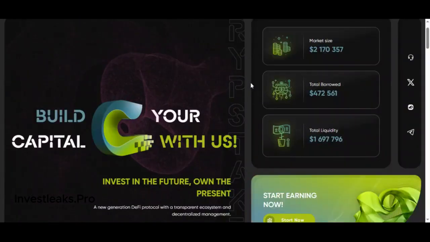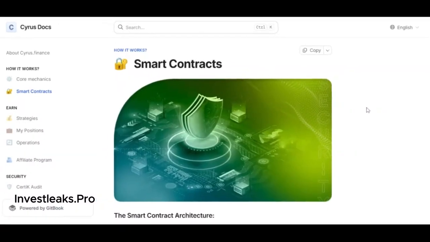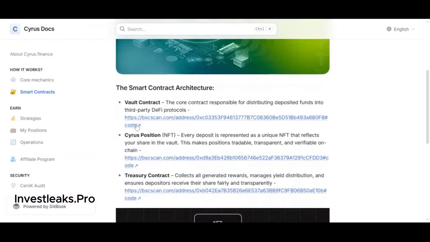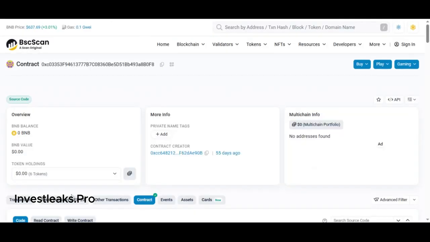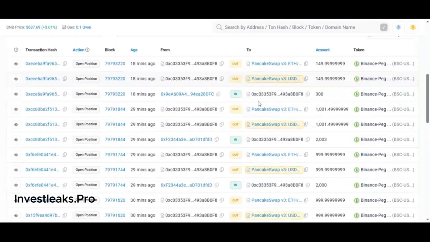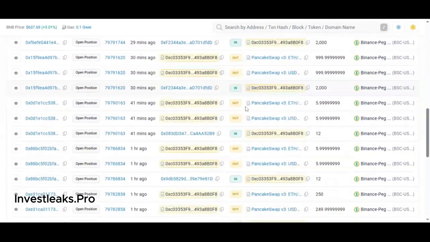First thing I do, I ignore the website interface. I open BSC Scan and go straight to the Vault smart contract, the contract that receives deposits. If something is real in DeFi, it should be visible here. Code, transactions, and on-chain history. I want to understand what actually happens after a user makes a deposit.